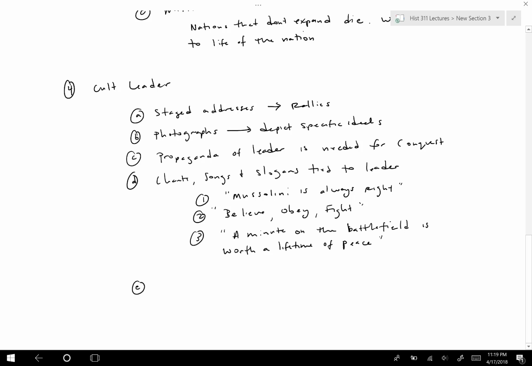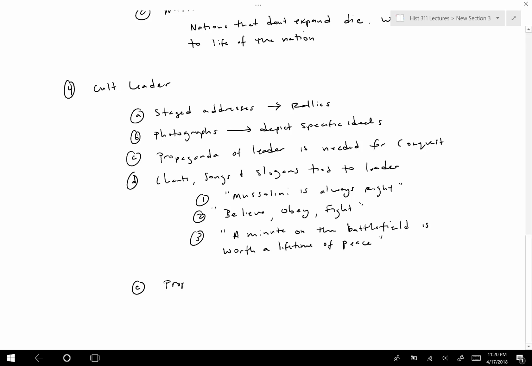All right, see these songs and chants and things that put the leader as this idealized sense. Now, communism, interestingly enough, also has a cult leader. Communism is not fascism, but Stalin did a lot of these cult leader tactics as well. So the cult leader isn't unique just to fascism. It is just a proponent of it, and it's a very important part of it. But you do see it in communism as well.